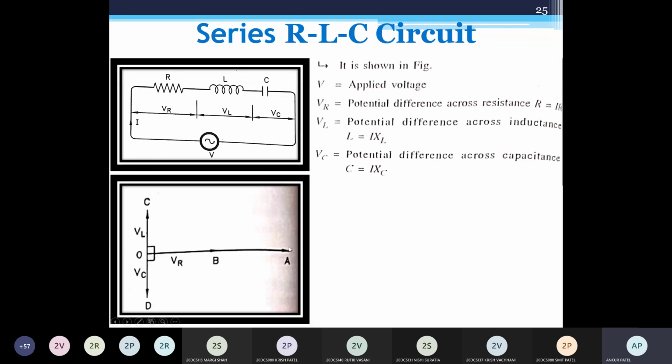This current in ampere is written here. Current is the reference. VR is in phase with current. VL leads the current by an angle of 90. VC lags the current by an angle of 90. So this is the phasor diagram of the RLC series circuit. In that, VR equals I into R, VL equals I into XL, VC equals I into XC. XL is the inductive reactance, unit is ohm. XC is the capacitive reactance, unit is ohm.